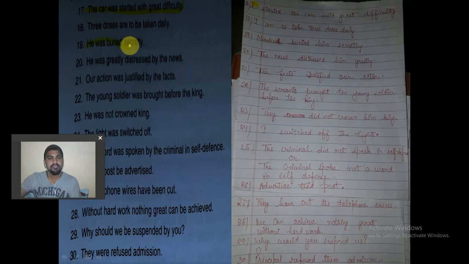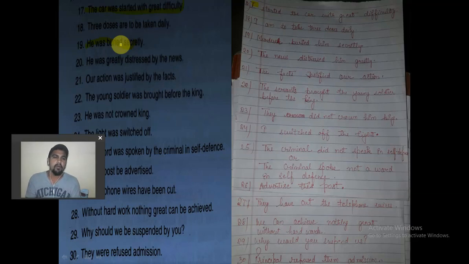Now the next statement is: he was buried secretly. He was buried secretly, which means we have was plus buried. If secretly buried, that means it's illegal. So we cannot bury somebody secretly. When we are at some fault, then we are going to bury somebody secretly. So obviously a murderer would be doing so.